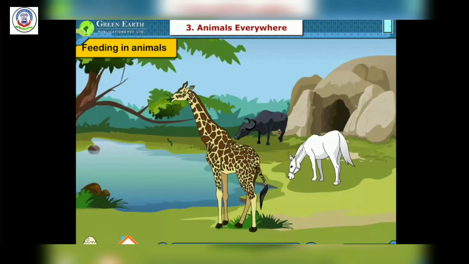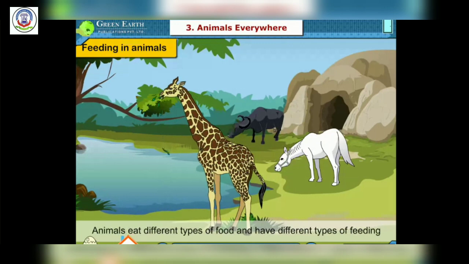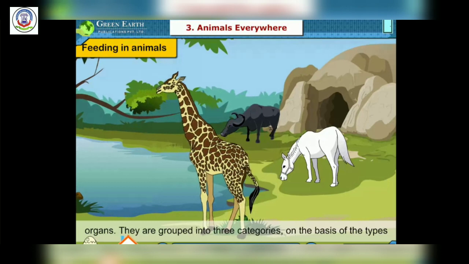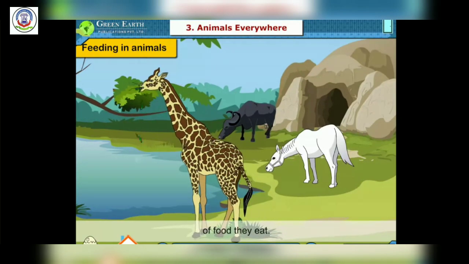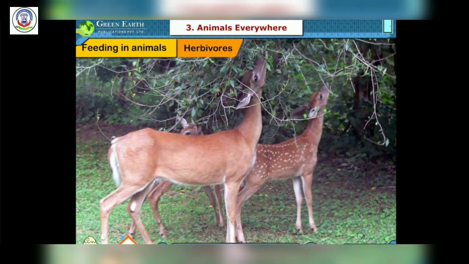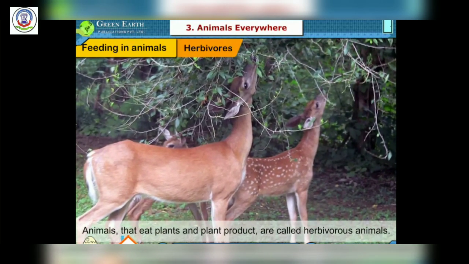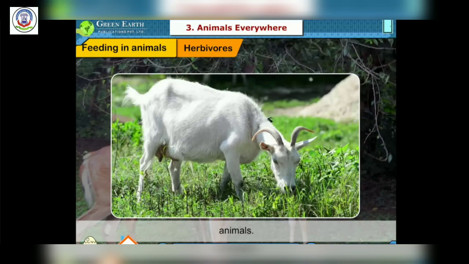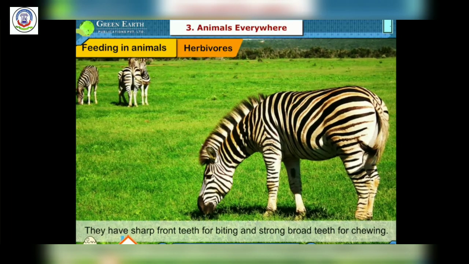Feeding in animals. All animals need food to grow, get energy, and remain healthy. Animals eat different types of food and have different types of feeding organs. They are grouped into 3 categories on the basis of the types of food they eat. Herbivores. Animals that eat plants and plant product are called herbivorous animals. Cows, giraffes, goat, etc. are some of the examples of herbivorous animals. They have sharp front teeth for biting and strong broad teeth for chewing.